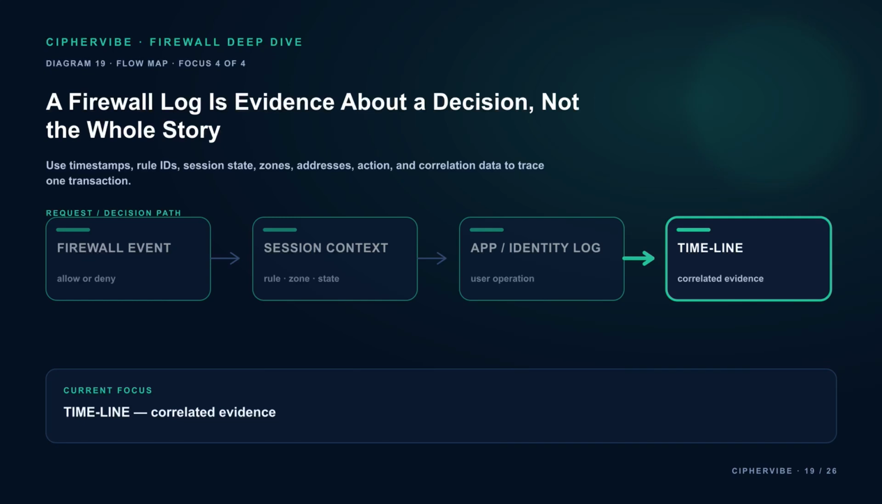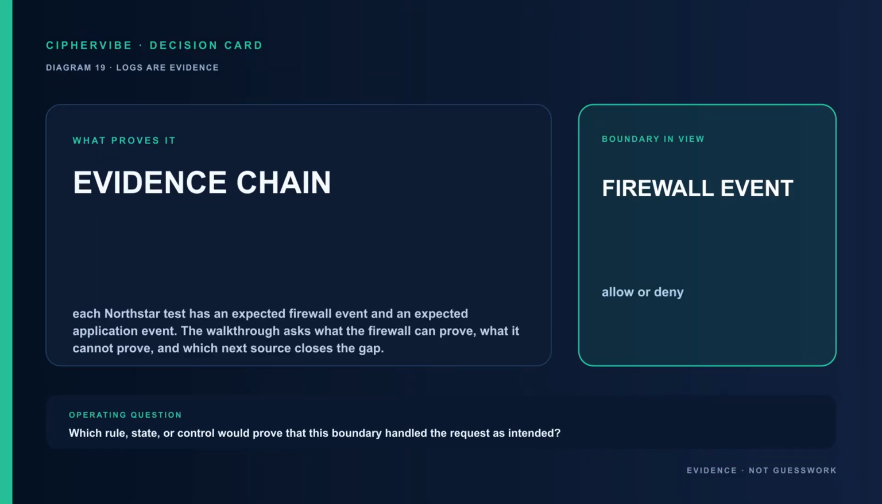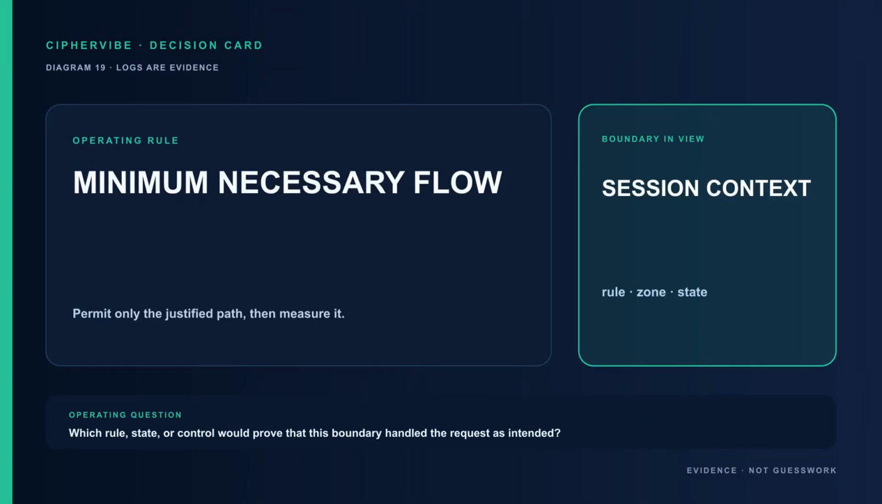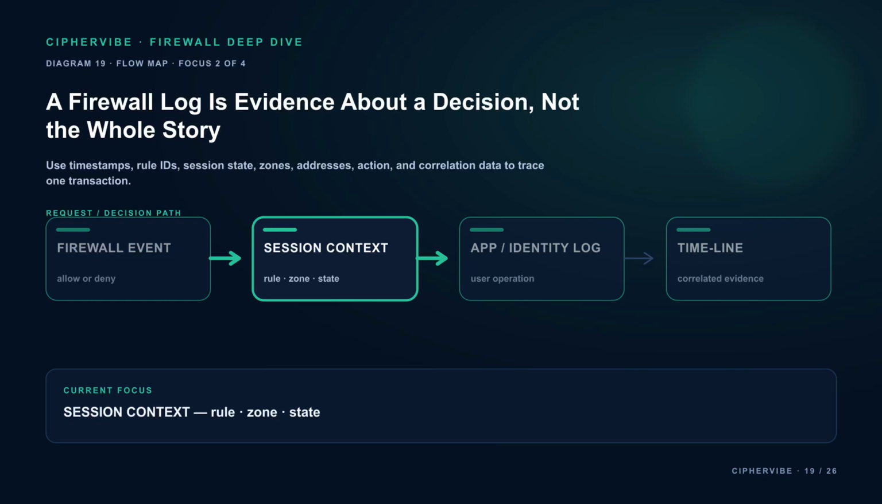Mechanically, the firewall emits a record at a defined processing point. Analysts join it with related records by time, session context, request identifiers, and known service ownership. The common failure is that teams declare success from an allow log and miss a failing backend, or declare a block from an absence of evidence because the relevant log category, retention, or time synchronization was not configured. For the Northstar Commerce simulation in this video, each Northstar test has an expected firewall event and an expected application event. The walkthrough asks what the firewall can prove, what it cannot prove, and which next source closes the gap.